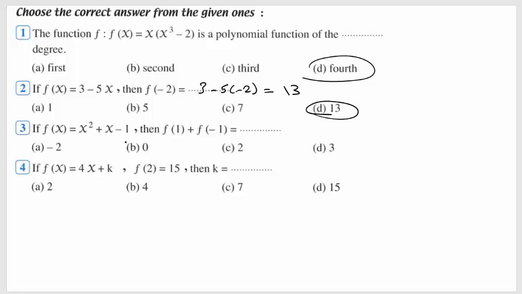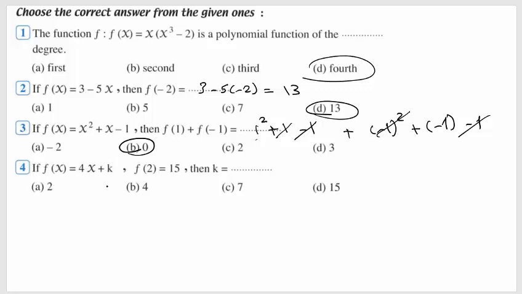f of x equals x power 2 plus x minus 1. Find f of 1 plus f of negative 1. So I will put f of 1, I will replace each letter of x and put in 1. So it will be 1 power 2 plus 1 minus 1. This is f of 1 plus f of negative 1: negative 1 power 2 plus negative 1 minus 1. So 1 minus 1 and here 1 minus 1. It will be 1 power 2 minus 1. The answer will be 0. So let's move to the next one.